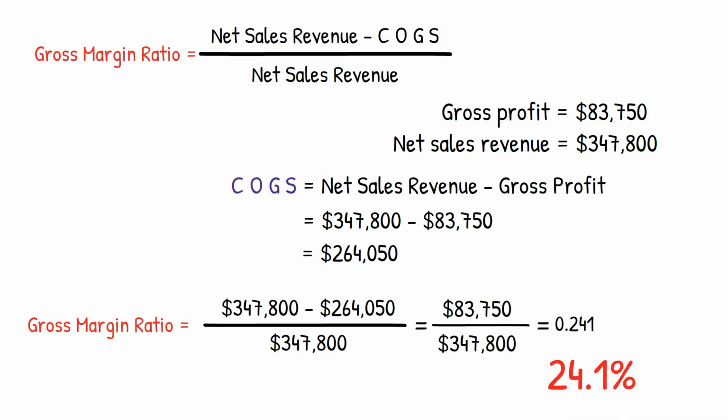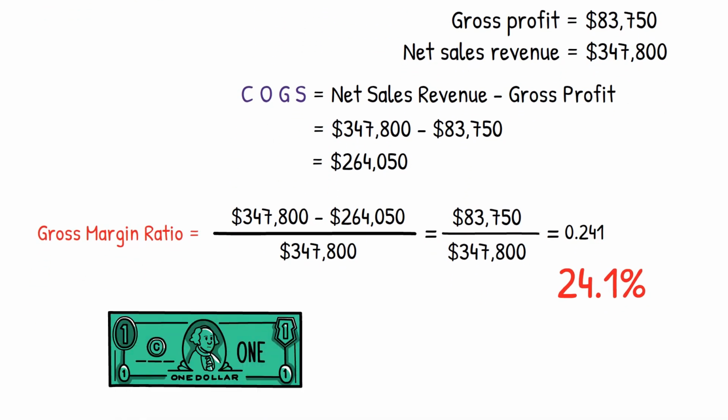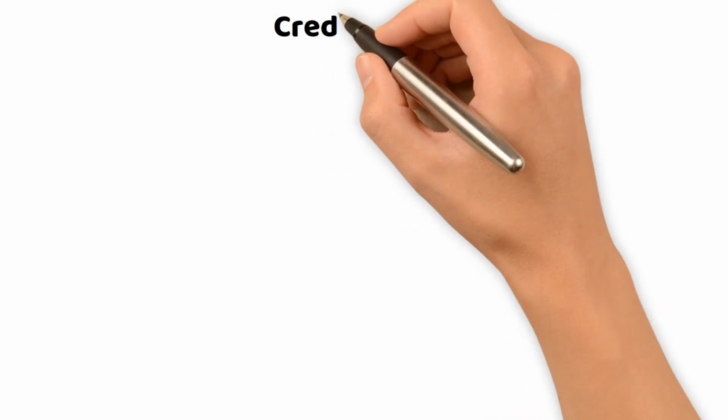The company's gross margin ratio is 24.1%. This means that for every dollar of sales, the company generates a gross profit of 24.1 cents after deducting the cost of goods sold.